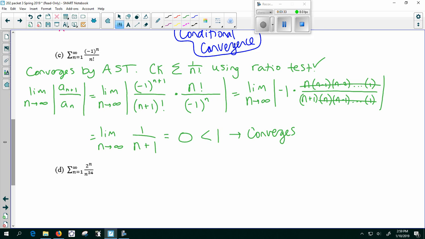Oh, I didn't need the -1s in there. I should have had these all be positive ones because I was checking 1 over n factorial, not the original one. There we go. Comes out the same. So the absolute value converges, which means we have absolute convergence. Converges absolutely.